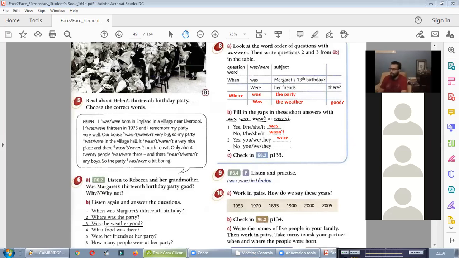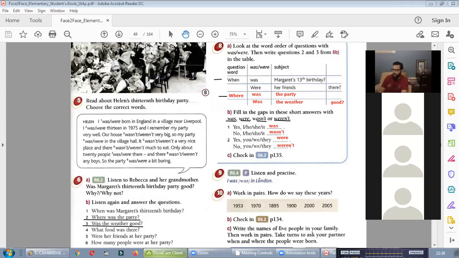If it's negative, we say no, you weren't. No, you weren't. No, they weren't. No, we weren't. All right. So this is how we make questions using was and were. All right. So here we have WH questions. When was Margaret's 13th birthday? This is a WH question. The same here. Where was the party? It's a WH question. And the others are: Were her friends there? Was the weather good? Was the food good? Was the party good? All of these are, of course, yes/no questions.